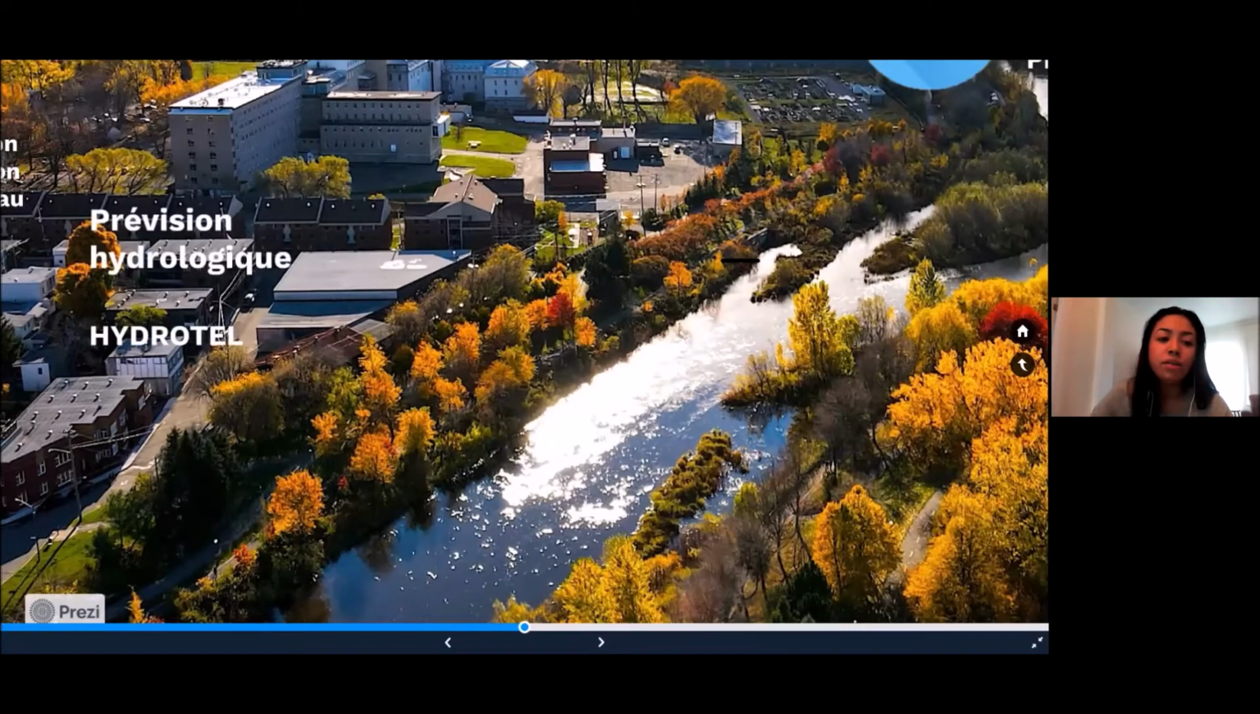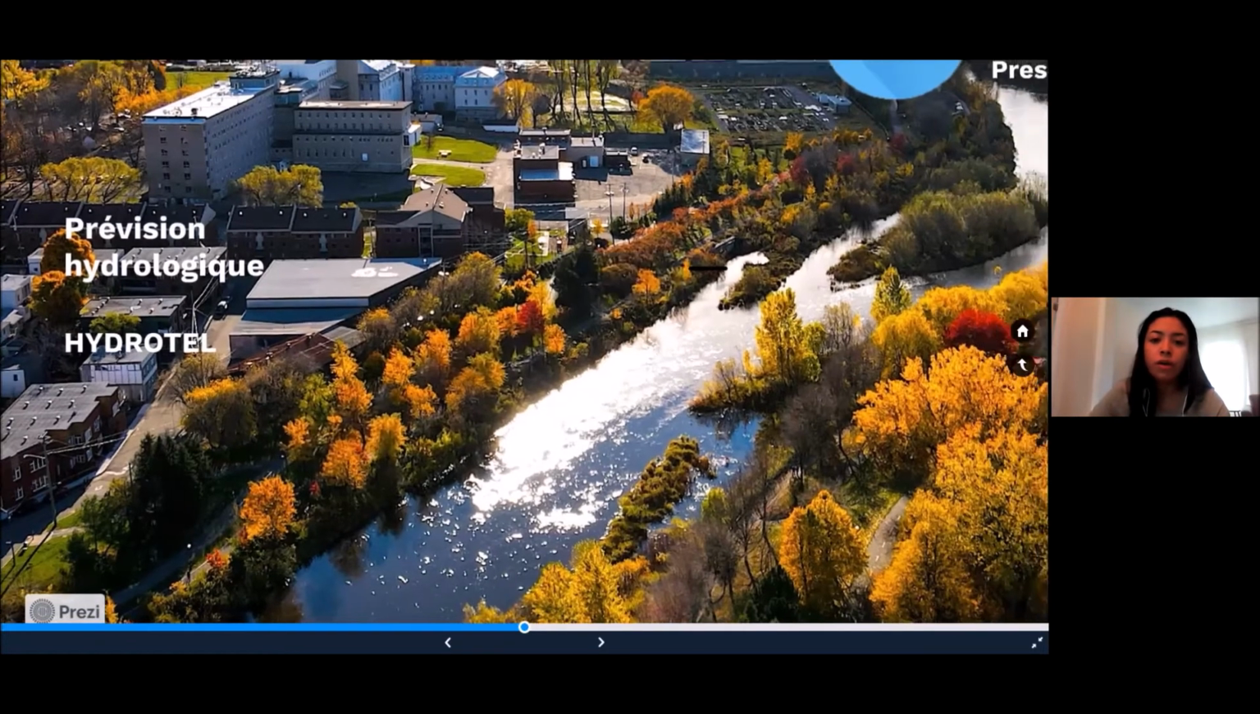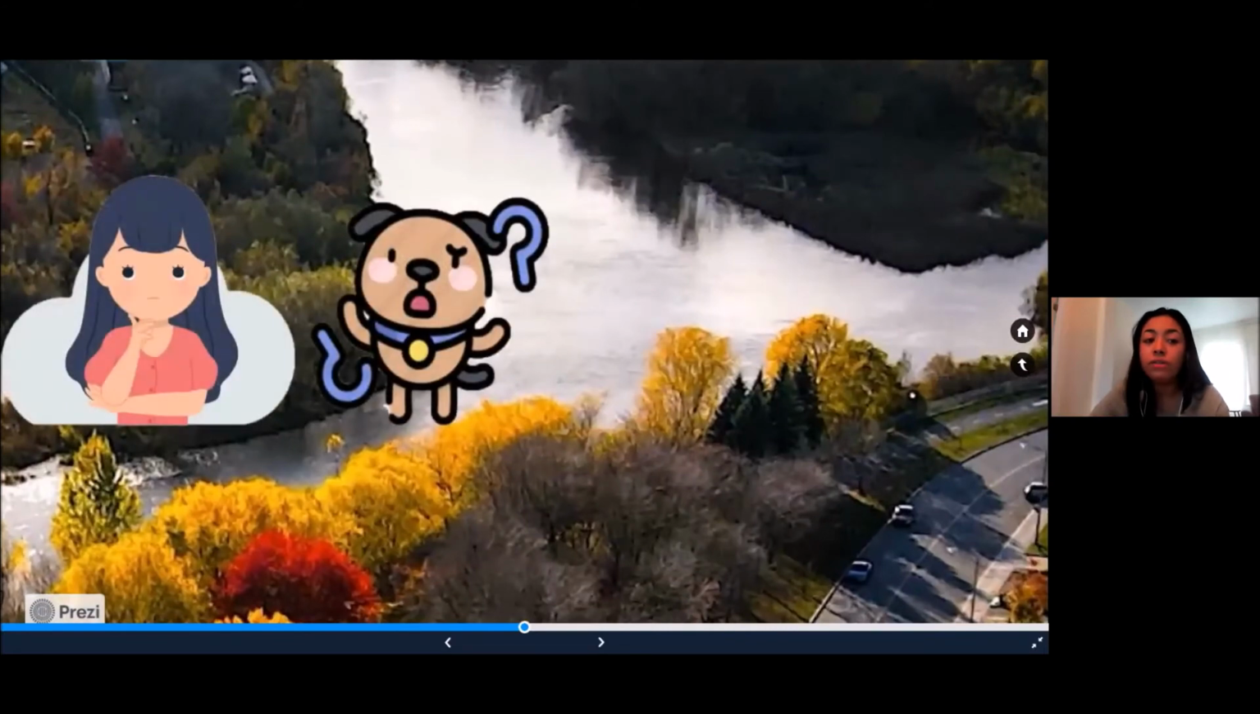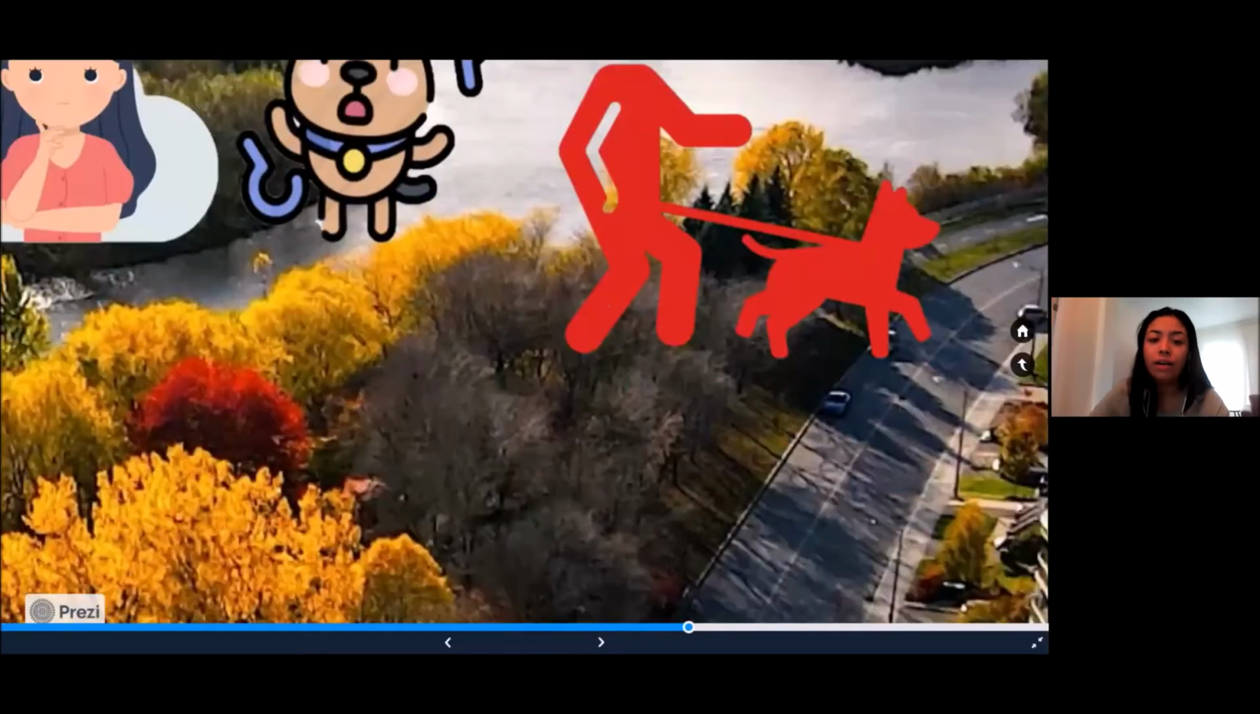And there is a model called Hydrotel that can provide information about the flows. So I can find that in this segment of the river close to my house, there are different flows, like 10 cubic meters, 20 cubic meters, or 40 cubic meters. With that information, I can know if it's safe or not to walk a dog. But there's something missing: the height of the water.